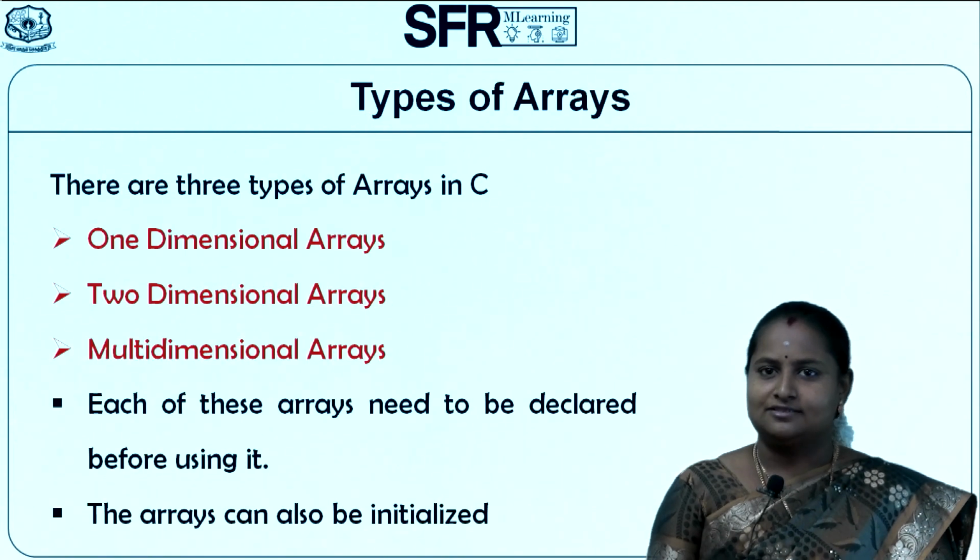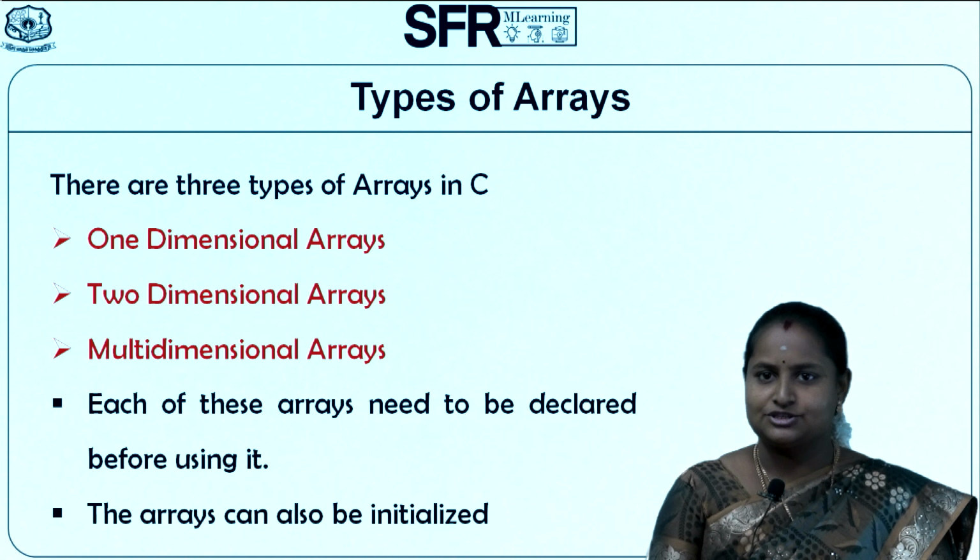In C, there are three types of arrays: one-dimensional array, two-dimensional array and multidimensional array. In all these arrays, first it must be declared before using it. Mainly for a variable, the condition in C is that first it must be declared before using. Like that, for arrays too, it must be declared before using it. And also, like other variables, arrays can also be initialized.